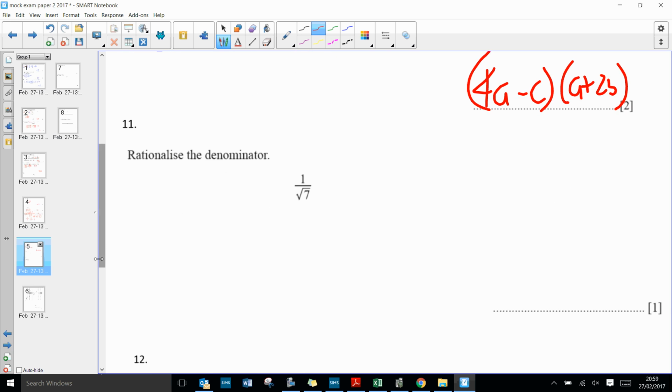Rationalised denominator means we're going to multiply by root 7 over 7, because remember we can't change it, and that's equal to 1. So that just gives us root 7 over 7.